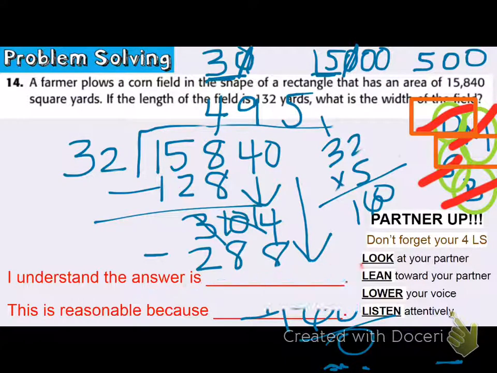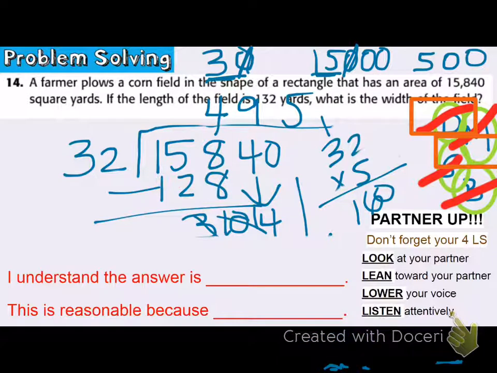So the question asks, what is the width of the field? Well, I understand the answer is 495 square yards. And there's nothing left over. I know it's reasonable because 495 square yards is pretty close to my estimation of 500. I can go ahead and move on.